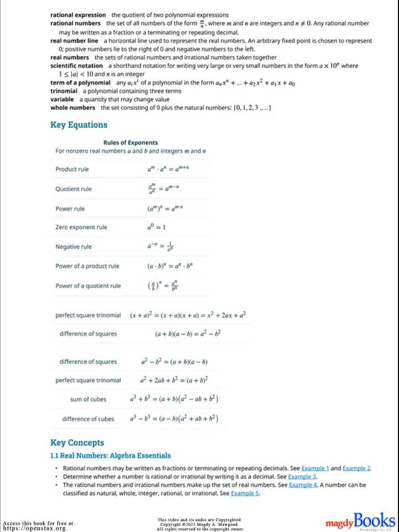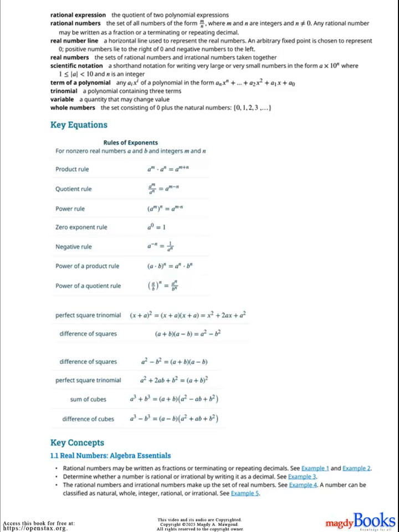Scientific notation. A shorthand notation for writing very large or very small numbers in the form a multiplied by 10 to the power of n, where 1 is less than or equal to the absolute value of a, which is less than 10, and n is an integer.